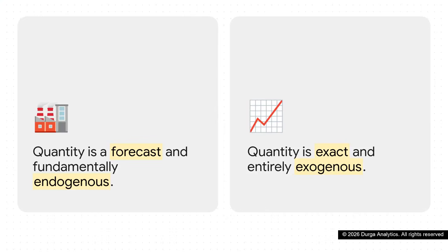Think about it like this. If you're on a speculative portfolio desk, your quantity is entirely exogenous. It's an exact number based on a trade you just executed. If you bought 100,000 allowances, well, you hold 100,000 allowances no matter what the market does.